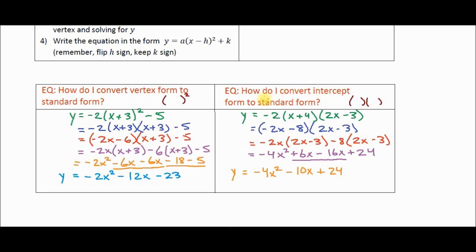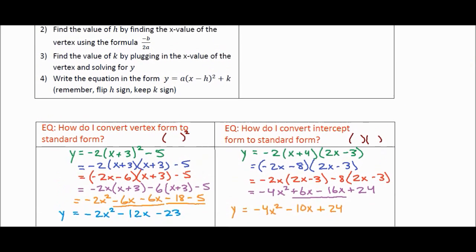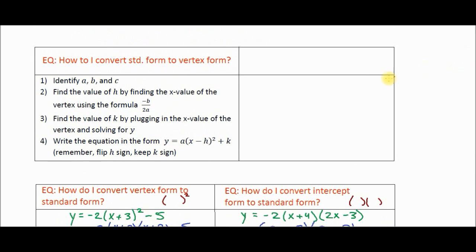And then how do I convert intercept form to standard form? Intercept form will have two sets of parentheses and there will be no squared term. Again, we just use distribution to do that. So now we're going to go through the process of how do I convert standard form to vertex form. Please make sure you write your essential question in the box above.